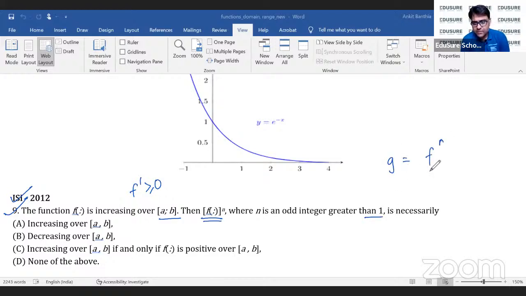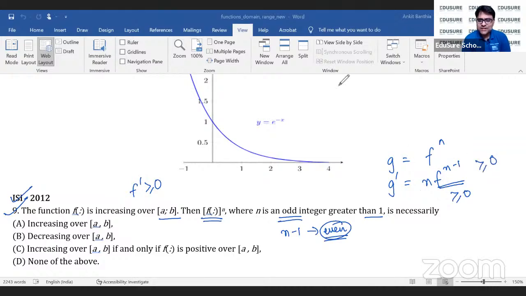Let g be equal to f to the power n. G dash is n into f to the power n minus 1. Now, if n is an odd integer, n minus 1 is an even integer. Anything to the power of even will always be greater than equal to 0. And n is an odd integer greater than 1. So this entire thing is greater than equal to 0. Am I understandable?